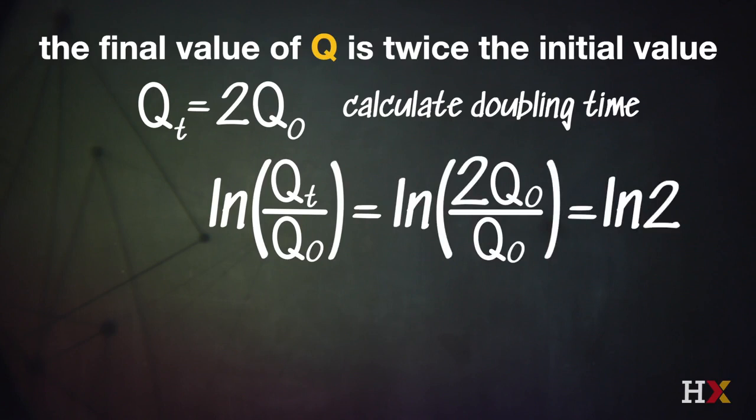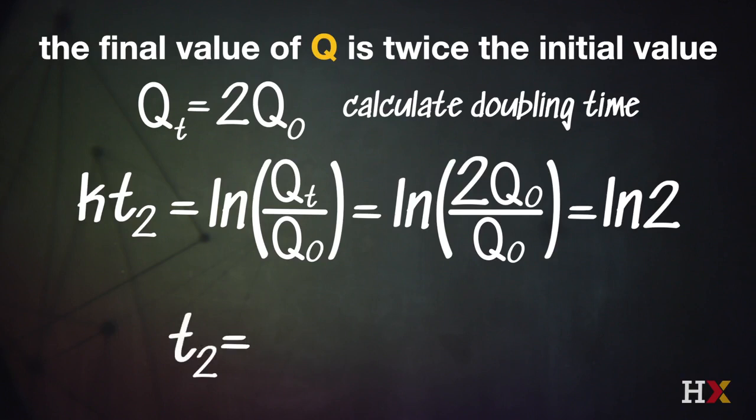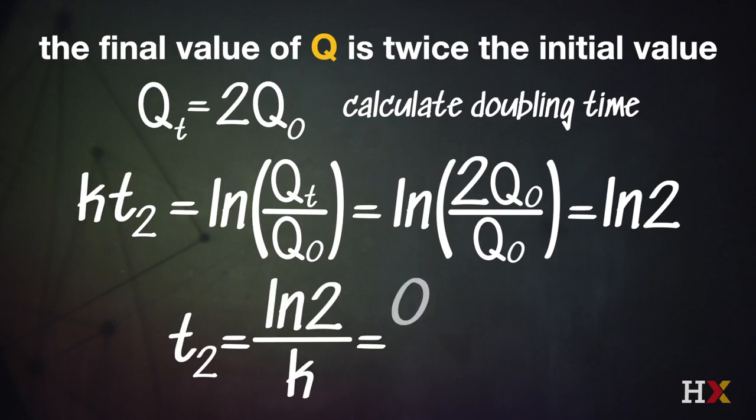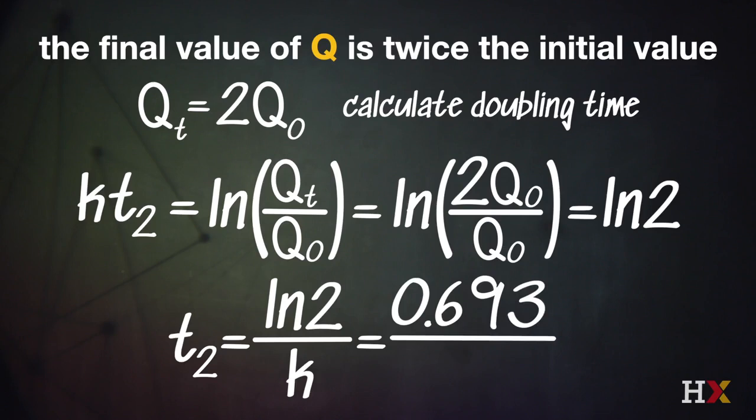Why is this important? Well, it's important because we can set this equal to k times t sub 2, which we will indicate as the doubling time for this exponential growth. And that means we can calculate the doubling time immediately. That's equal to the log of 2 divided by k, and the log of 2 is 0.693, and so we divide that by k.